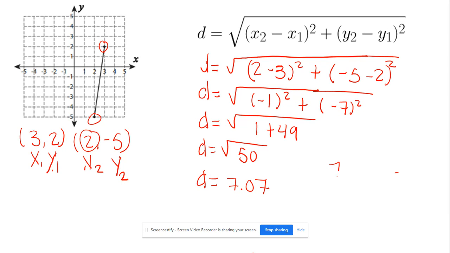So it's going to be 7.071... Look at that one, tells us it stays the same. So the distance between this point and this point is 7.07.